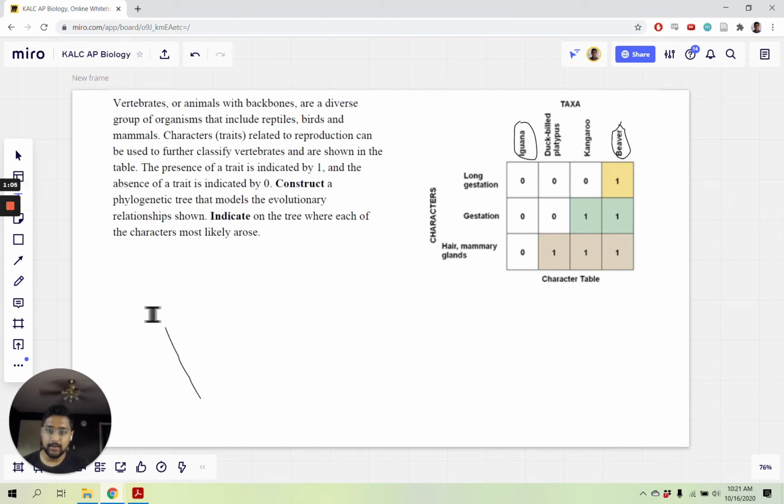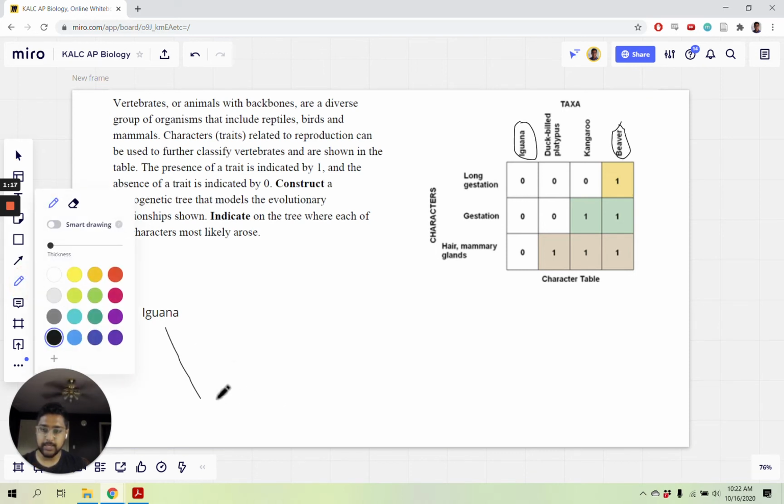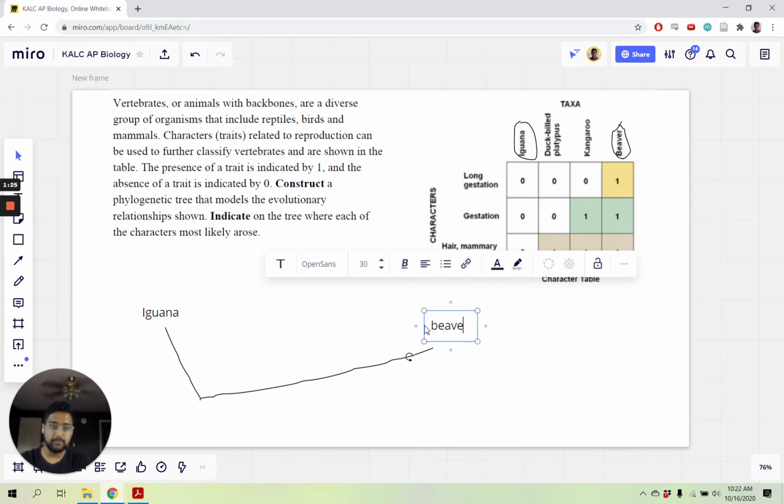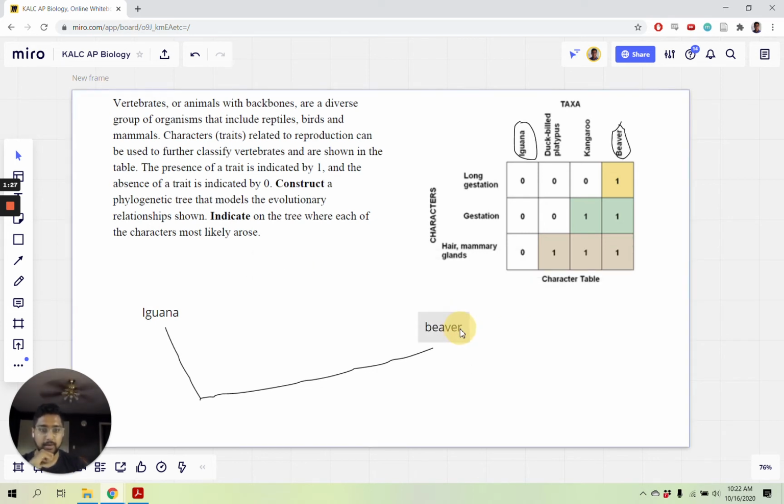And in that line, I think we can make a little text box. We can put iguana. Iguana is going to go there because we know that iguana is going to be far separated from everything else. The easiest way to do the other part is we know that beaver is going to be really far away too, so I'm going to draw another line, and I can label that beaver. There we go. So now we know that the beaver and the iguana are really far apart from each other.